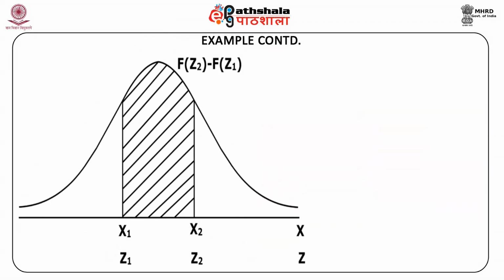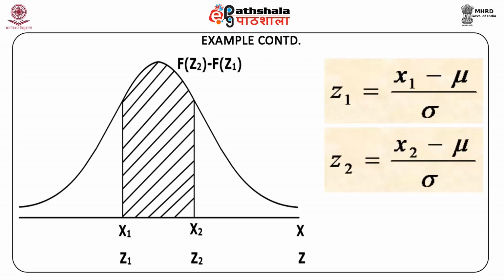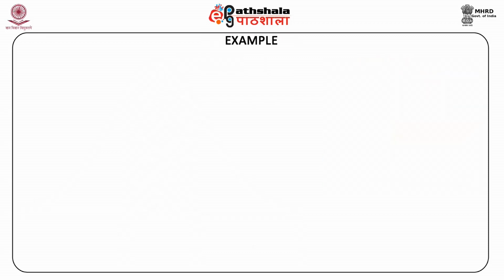Thus, to find the probability that x falls within the interval x1 and x2, we first need to convert the normal variable into standard normal variable and then find the probability that the standardized normal variable z falls within the range z1 and z2, where z1 is equal to x1 minus mu upon sigma and z2 is equal to x2 minus mu upon sigma. It is explained through the figure. Let us understand it with the help of an example.